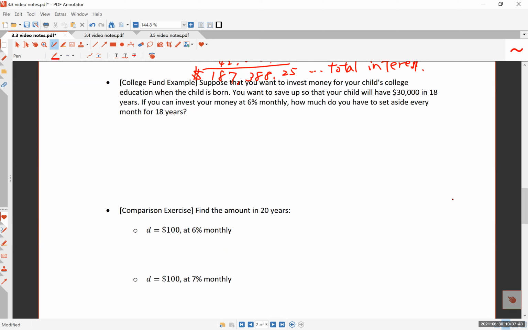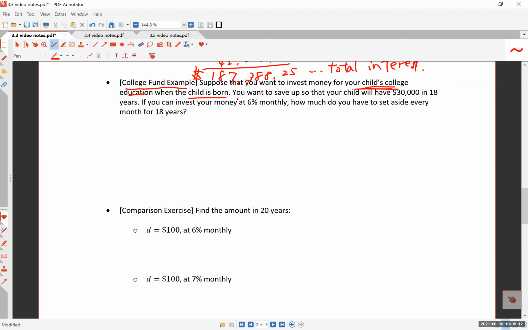Okay, a couple more questions here, sort of intriguing and eye-opening examples I want you to pay attention to. The first of those questions is the college fund example. Let's suppose that you want to invest money for your child's college education. I was not able to do this when I had my children, because I was a poor dad, right? But if you can invest some money, or at least set aside some money every month for your child's college education, you are doing your child a great favor.